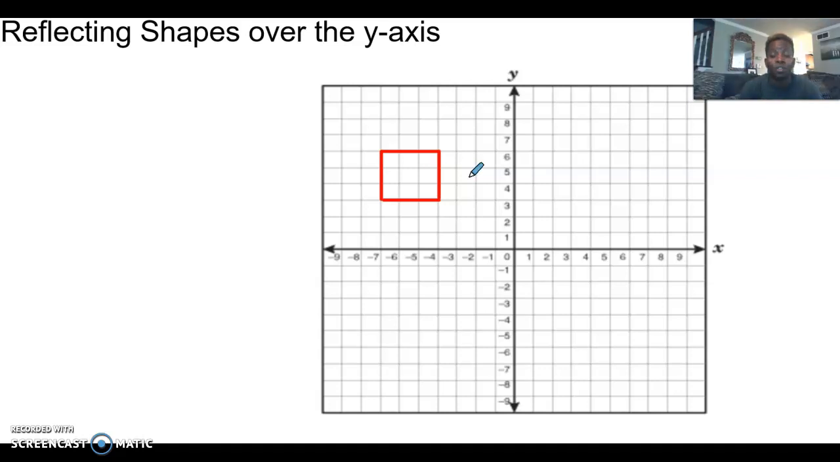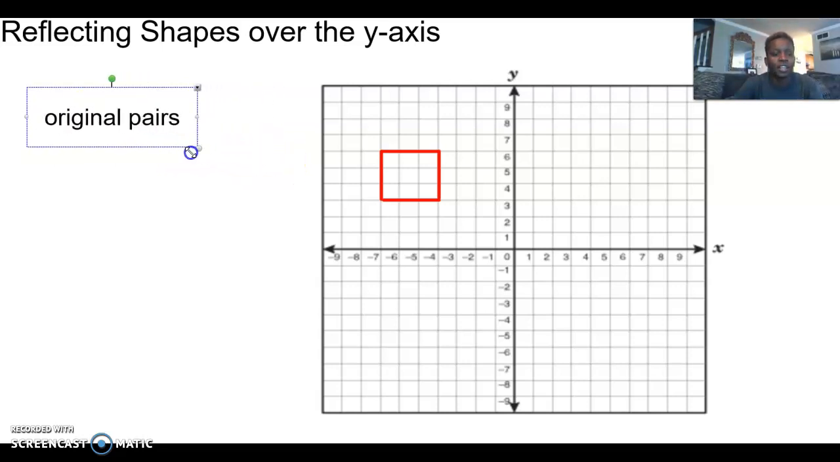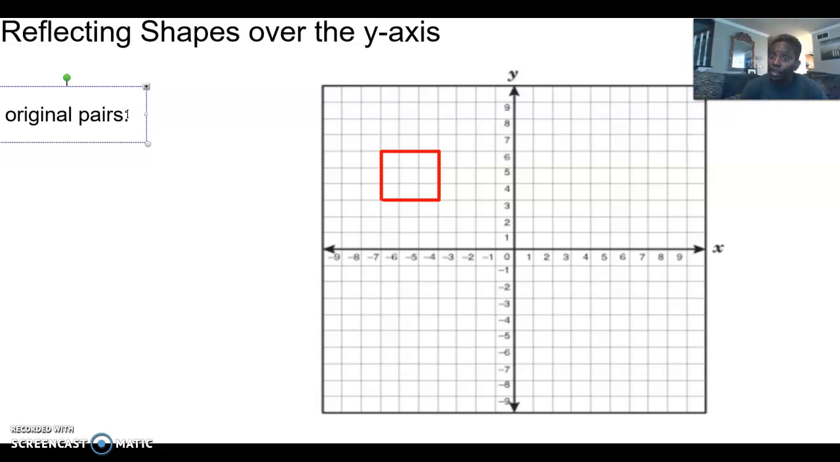So what does it mean to reflect a shape over the y-axis? In order to do that, we need to first find some of the ordered pairs that will help us create the shape. We're going to call those our original pairs. Yes, you can pause and write as I go. So how do we find our original pairs? Earlier in the year, about a month before we started our new online learning, we talked about vertices. The important thing here is to find the vertices of the shape, because there are more than one. So here we have 1, 2, 3, and 4 vertices.